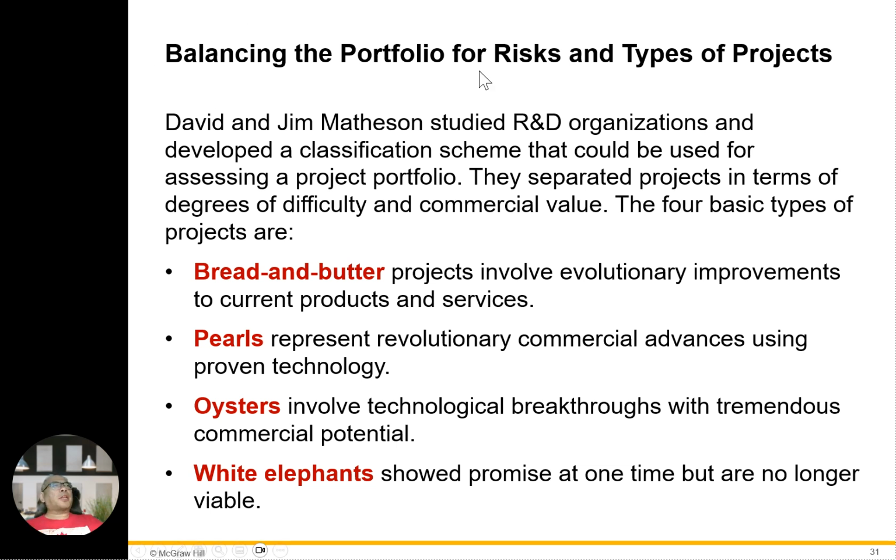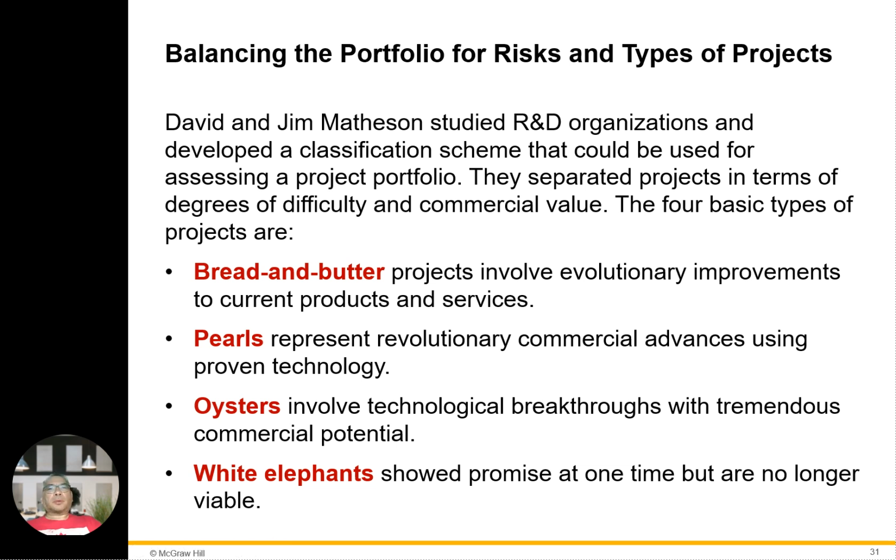These are the balancing portfolio analyses for the list of types of projects, such as David and Jim studied R&D organizations and developed a classification scheme that could be used for assessing project portfolios. They separate projects in terms of degrees of difficulty and commercial value. Okay. There are four basic types of projects. Bread and butter, which involves improvement of current products and services. Pearl represents revolutionary commercial advances using proven technology. Oyster involves technology breakthroughs with tremendous commercial potential, and white elephant showed promise at one time but is no longer viable.